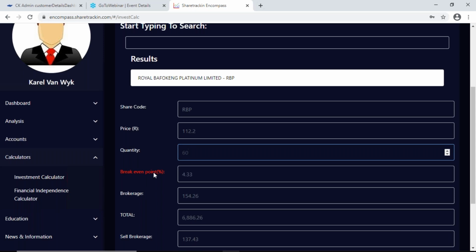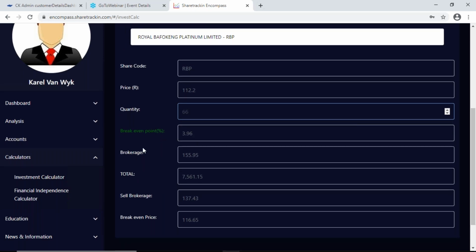So let's try 60 shares. Let's try 65. 66, which brings me just underneath 4%. So I am going to start in a minus of more or less 3.96%. My brokerage would be R155.95. So that is basically transaction fees that you are paying to obtain the shares. Your total would be what they are going to deduct from your account. So they will be deducting 7,561 Rand and 15 cents from my account.